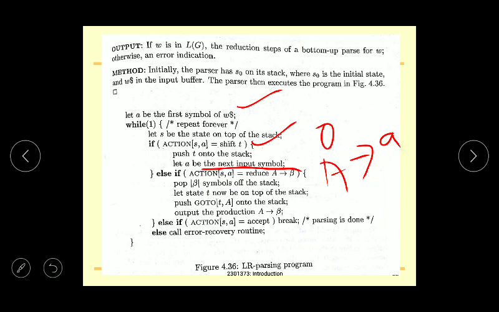Then let state T be now on the top of the stack. Push the goto function of it and output the production. Otherwise, if the action is accept, then parsing is done. If not, then call the error recovery routine. Let us trace this example.